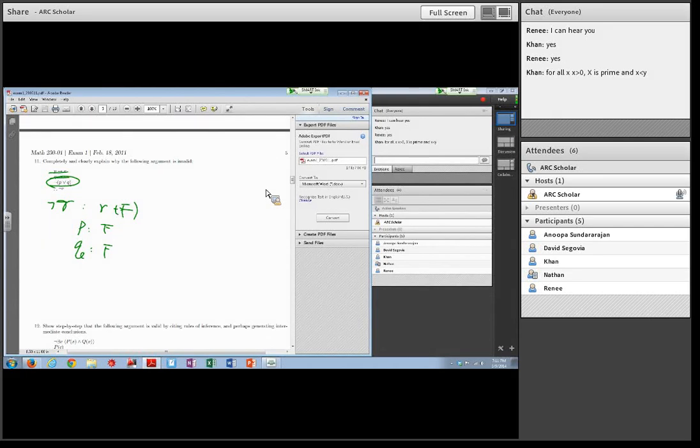I'm just trying to prove that it's valid. Oh, sorry, I made a mistake, guys. We actually want to find an example where all the premises are true while the conclusion is false. Think about it. I don't have a clear mind.